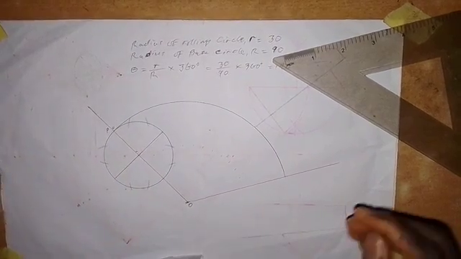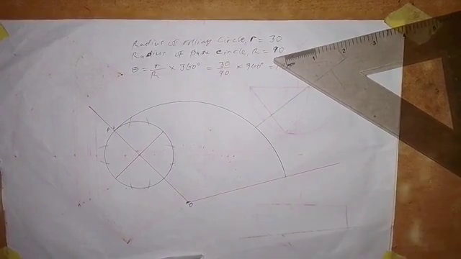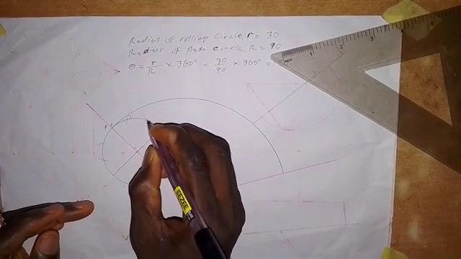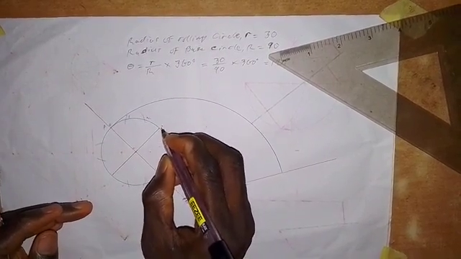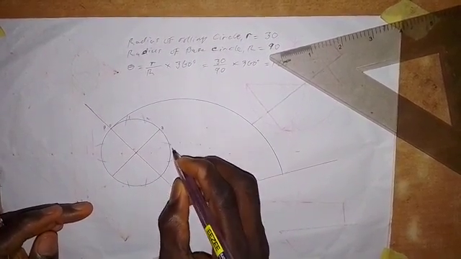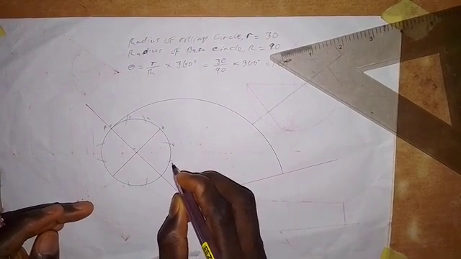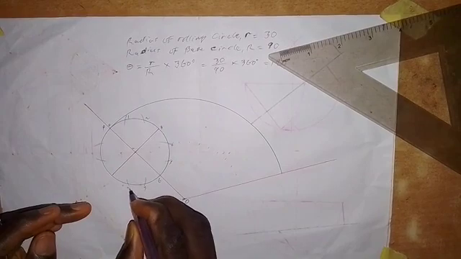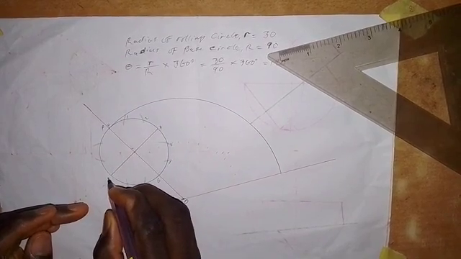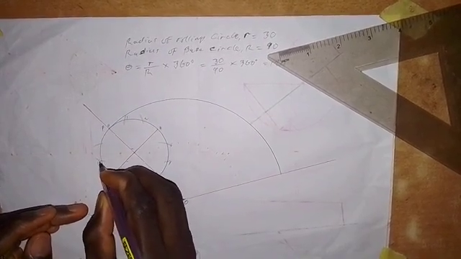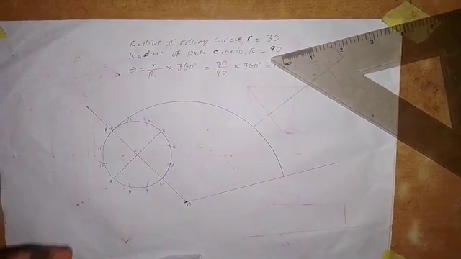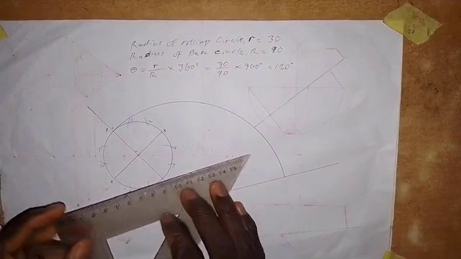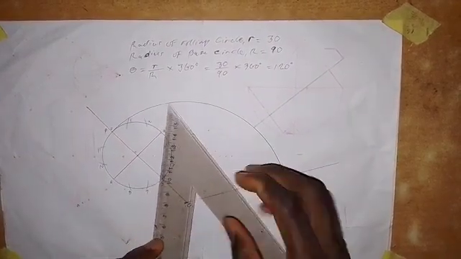Alright, so we are going to number these points. We number this point as point 1. So this is point 2, this is point 3, point 4, point 5, point 6, point 7, point 8, point 9, point 10, 11, and then back to 0.